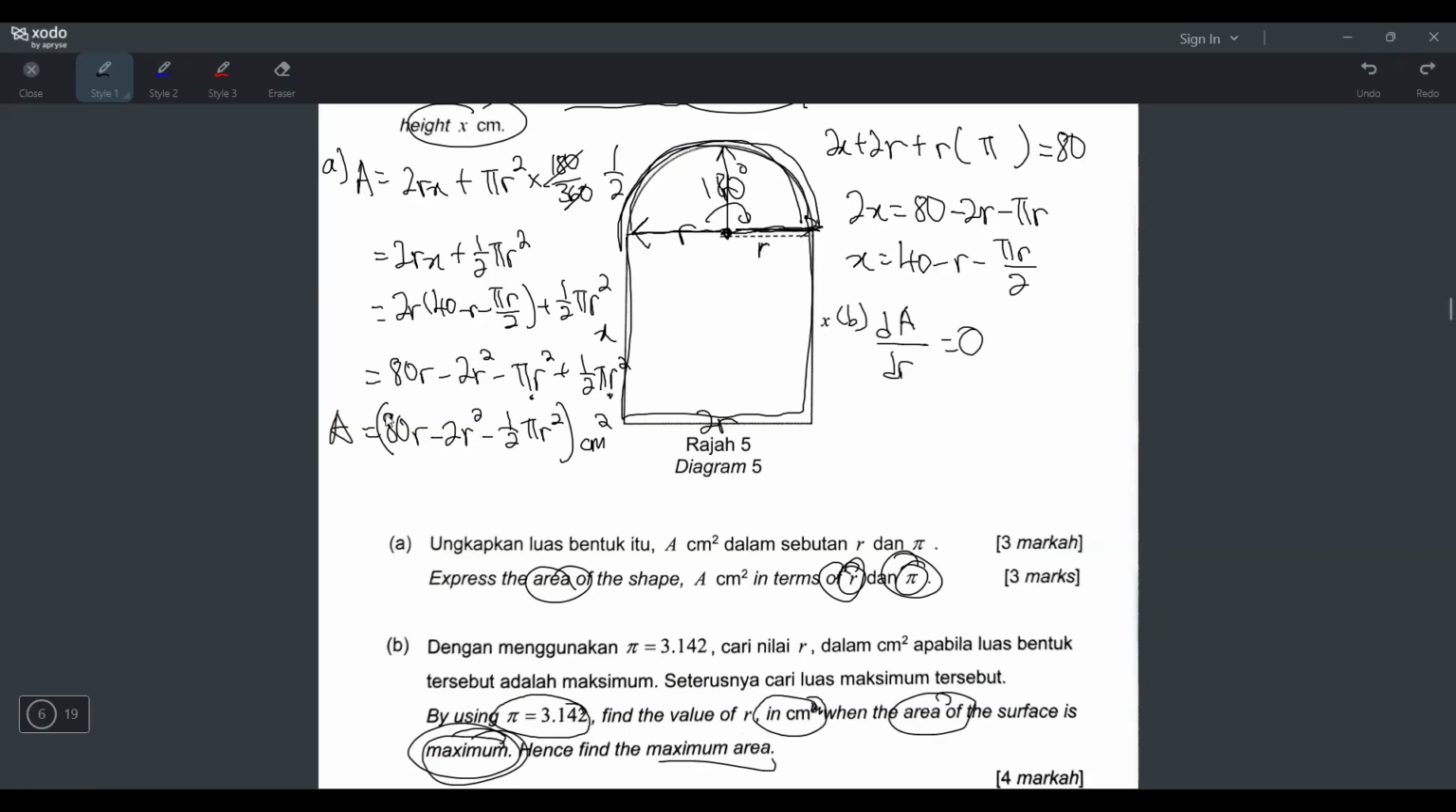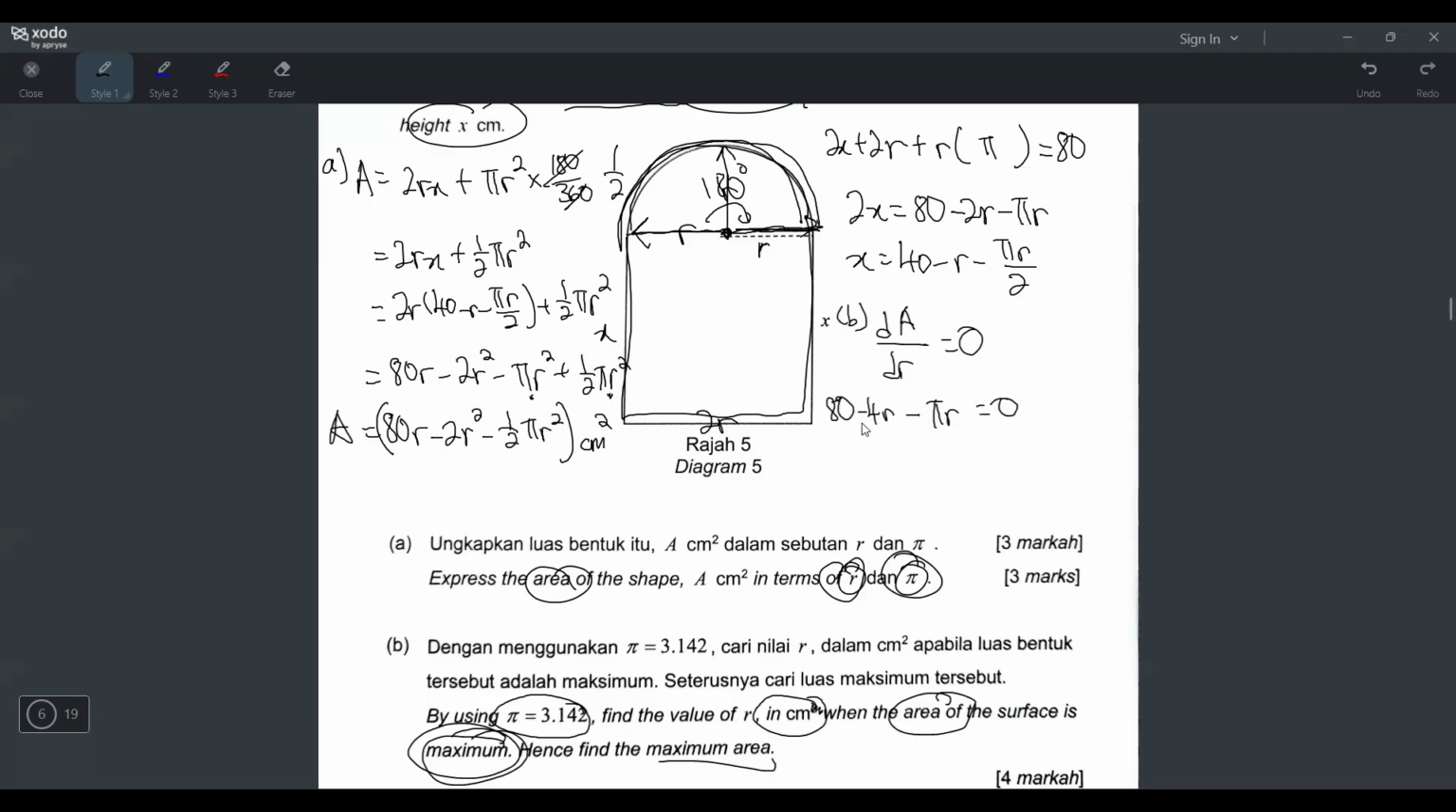Differentiate A. So when you differentiate A with respect to r, how do you differentiate 80r? You get 80. And the next one, how to differentiate negative 2r square? You take 2 times negative 2, which gives you negative 4, and then power minus 1, which is r to the power 1, so just r. What about this one? Minus. You take the power times the front, power minus 1. 2 times 1 over 2 is 1, so you don't have to write 1, just write pi r. And after you take the power minus 1, 2 minus 1 is power 1, so no need to write, and then equals 0.